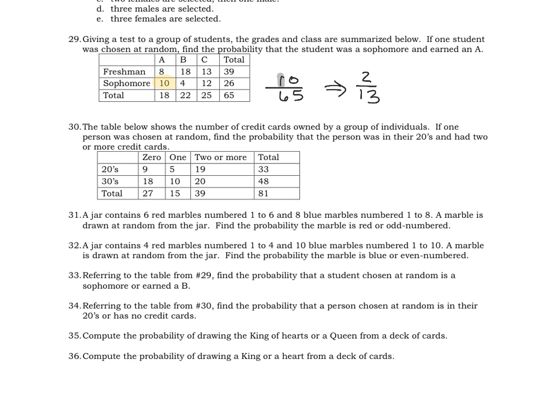So they would have to be in their 20s and own 2 or more credit cards. And I believe we see that that would be 19 people. So 19 out of the total, which was 81, will not reduce any further.